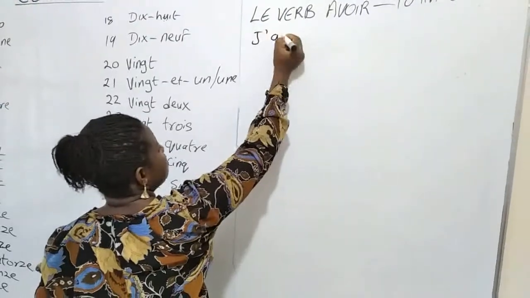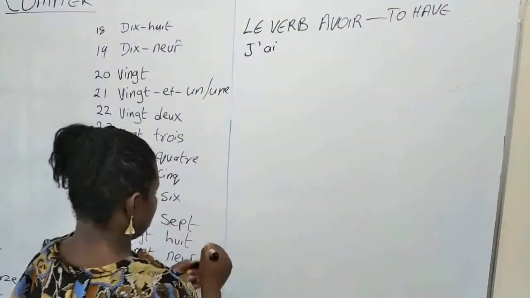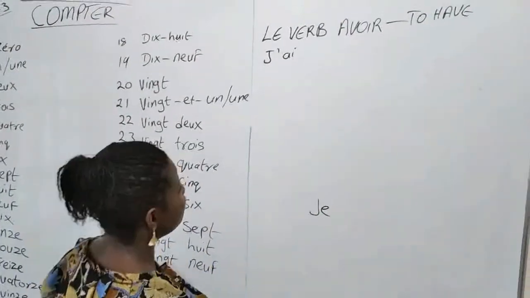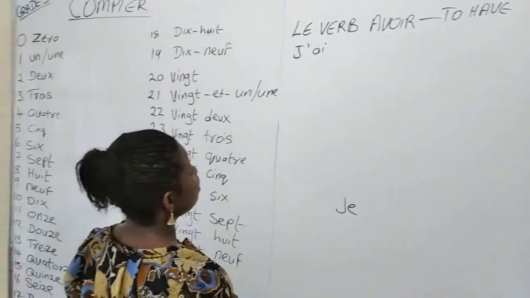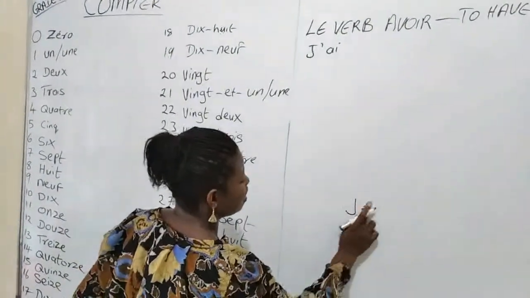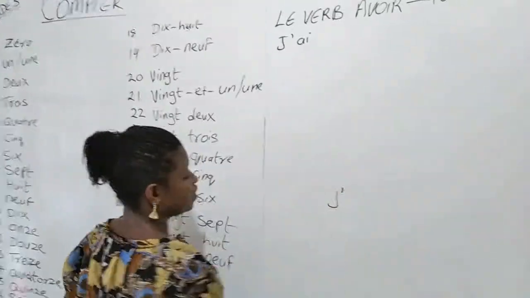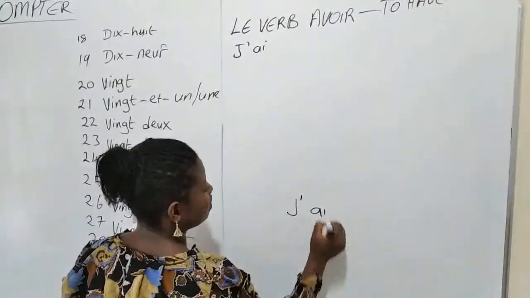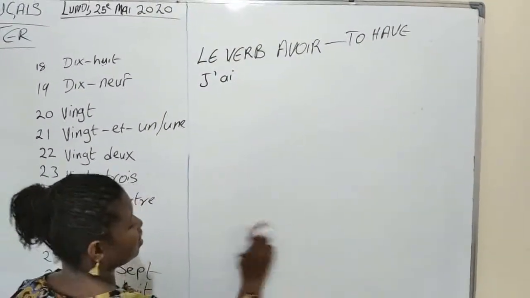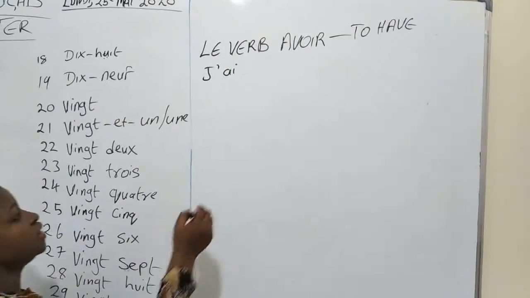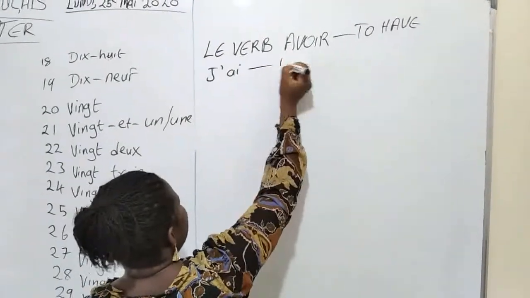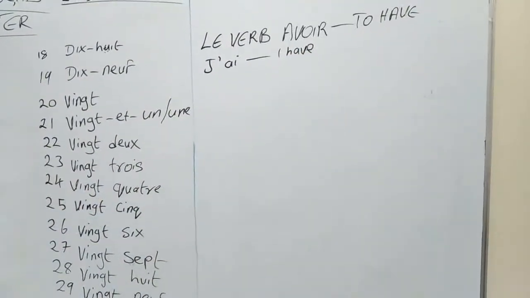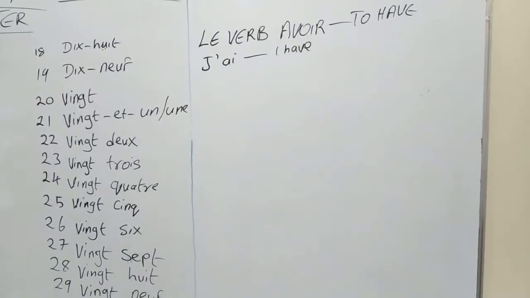So first person singular for le verbe avoir is j'ai. So it's supposed to be je, but because this verb starts with a vowel, we are going to delete the first vowel, which is E. We replace it with an apostrophe, and then we come to the second vowel from the verb avoir. So that is how we got the J'. This J'ai means I have. So that's to say I have in French. In French you say j'ai.